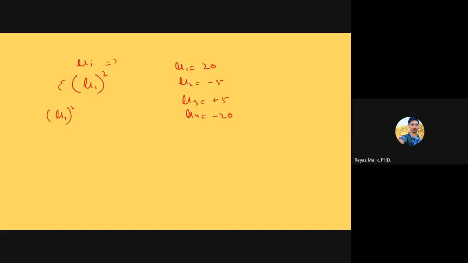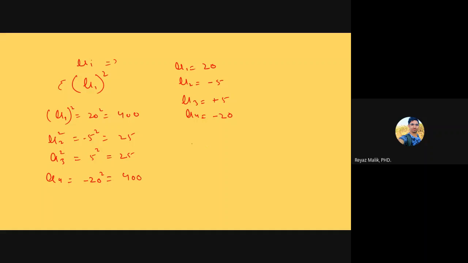u1 square equals 20 square, which is 400. Correct? Then u2 square equals 5 square, which is 25, and u3 square is also 5 square, which is 25, because when we square a minus, it becomes plus 25. And u4 equals minus 20 square, which is also equal to 400.